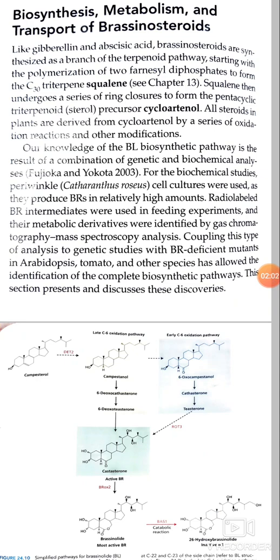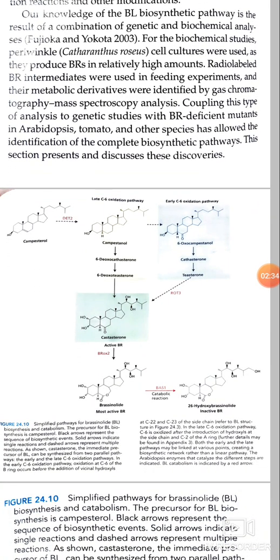Coupling this type of analysis to genetic studies with brassinosteroid deficient mutants in Arabidopsis, tomato, and other species has allowed the identification of the complete biosynthetic pathways. This section presents the following: campestrol, a simplified pathway for brassinolide biosynthesis and catabolism. The precursor of brassinolide biosynthesis is campestrol.